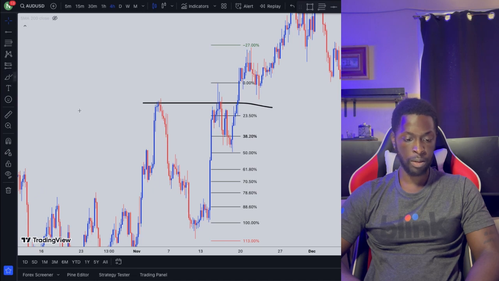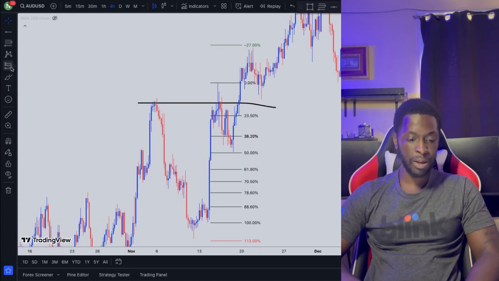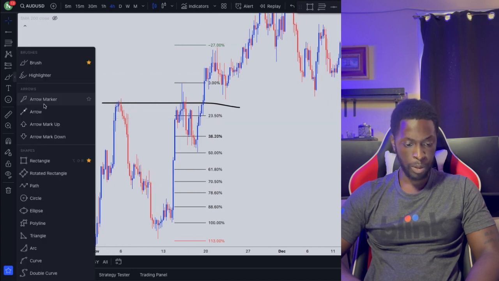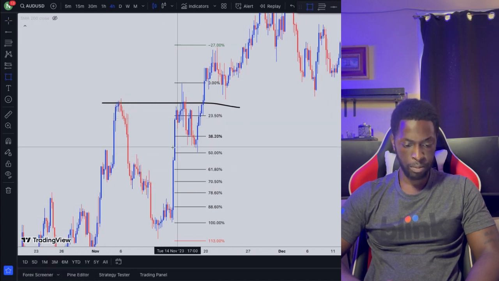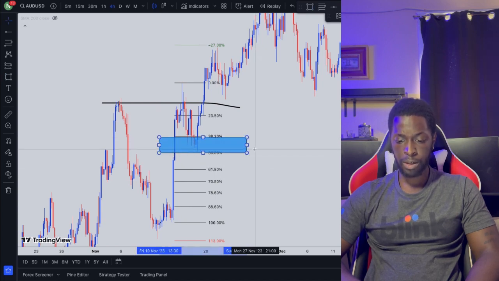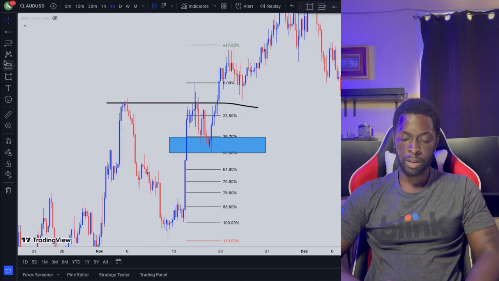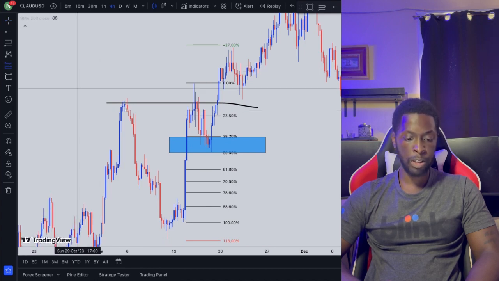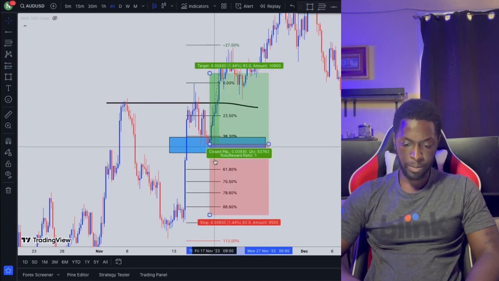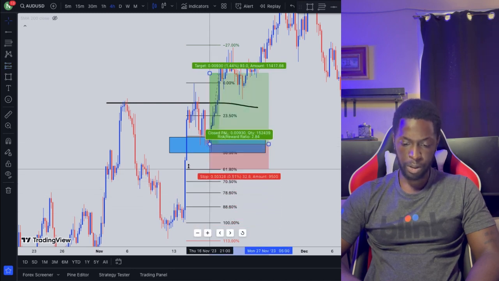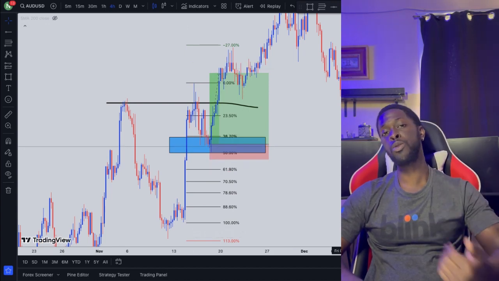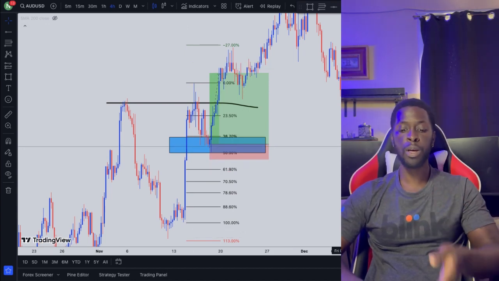The 50. Nice tap on the 50. As you can see, it's a very nice tap on the 50. Let me draw my zone. Right here on the 50 and on the 38. So you've got a 50, 38 level. Just like before, you pull out your risk to reward tool. You enter inside of this zone. Your stop loss is right under the zone, just in case price wants to continue going down and test other levels.